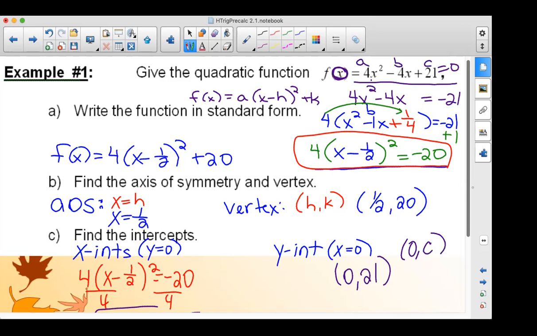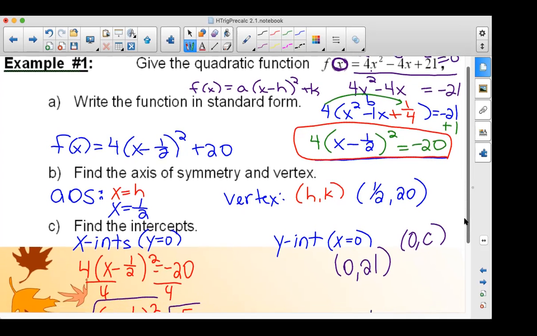Could you do it the other way? Yes. As long as you plug a 0 in for x somewhere, you're finding a y-intercept. Both of them are pretty easy. But that y-intercept using the original equation that they give you, it's that last number, always, every single time. Questions?